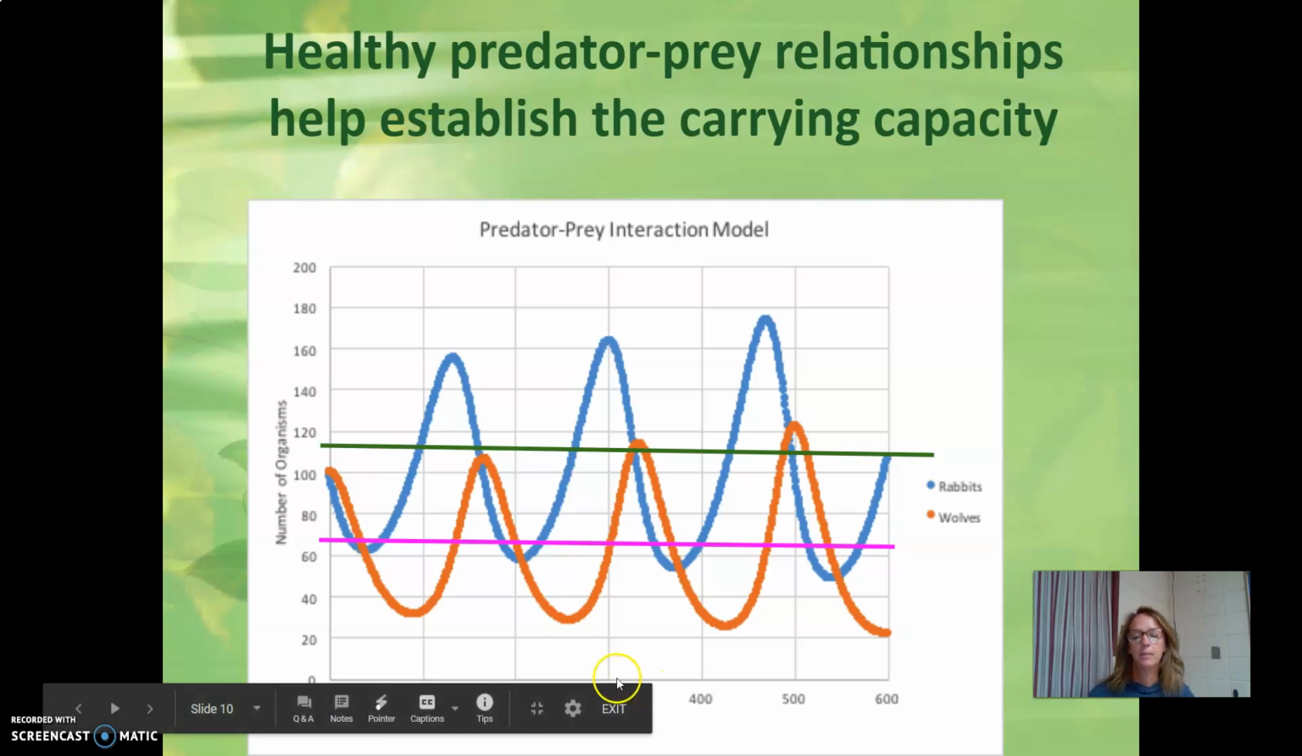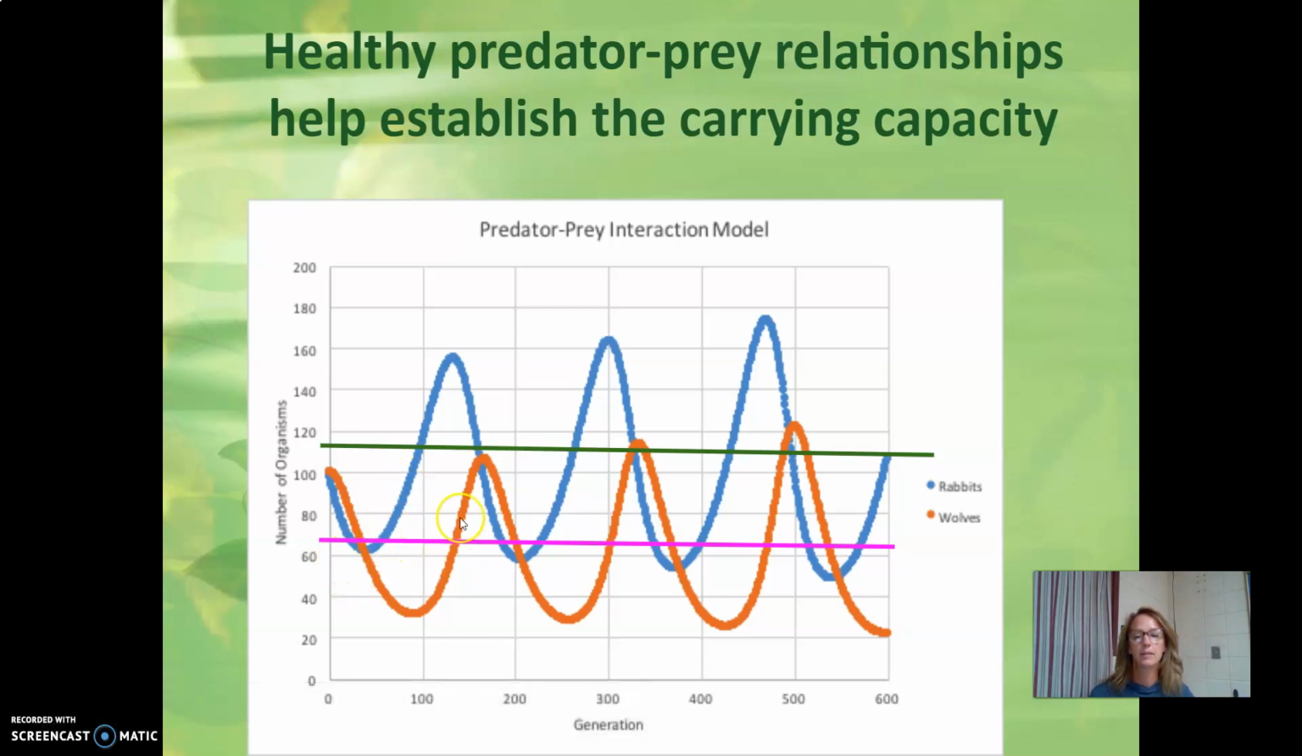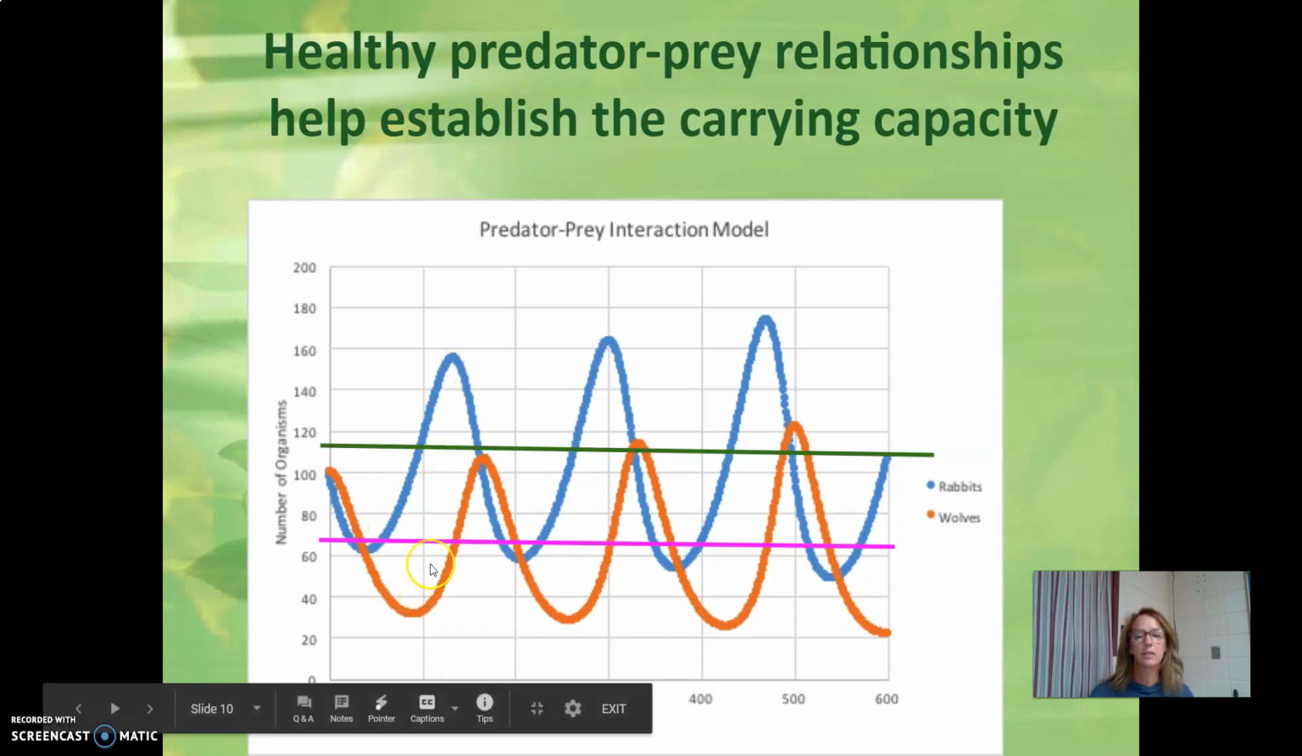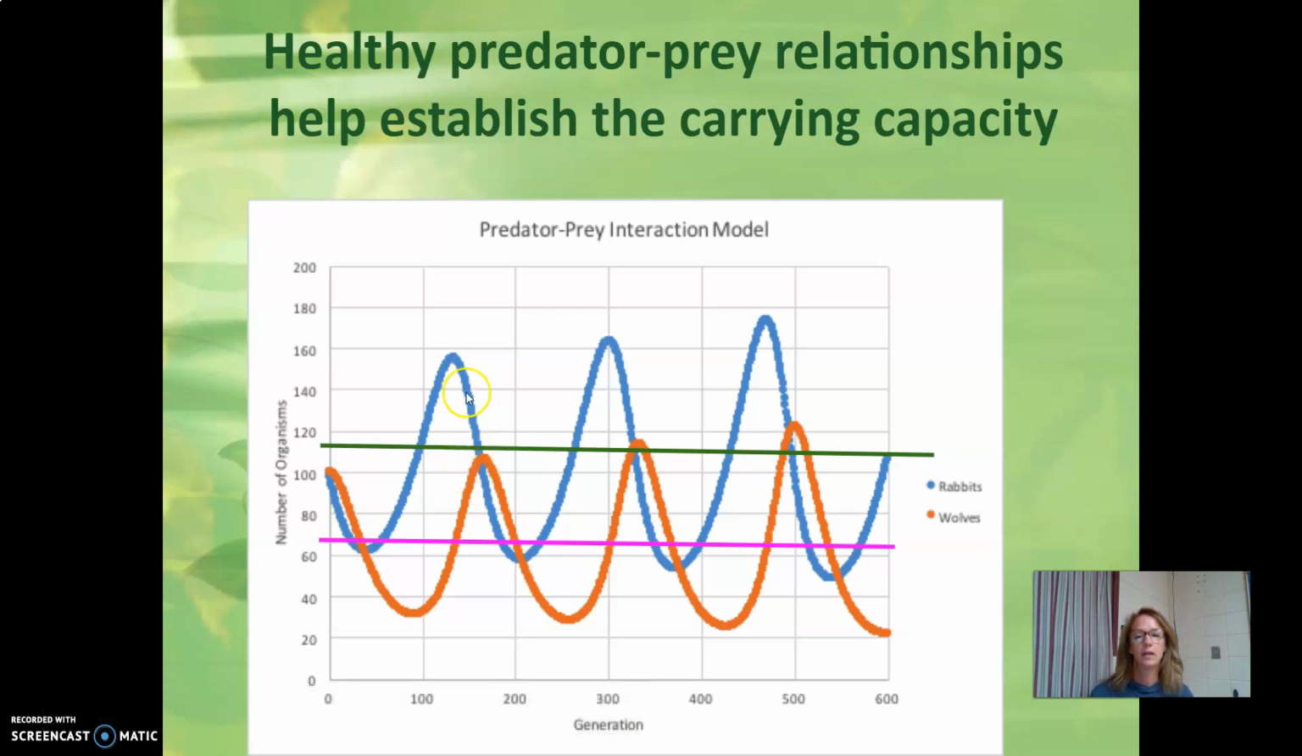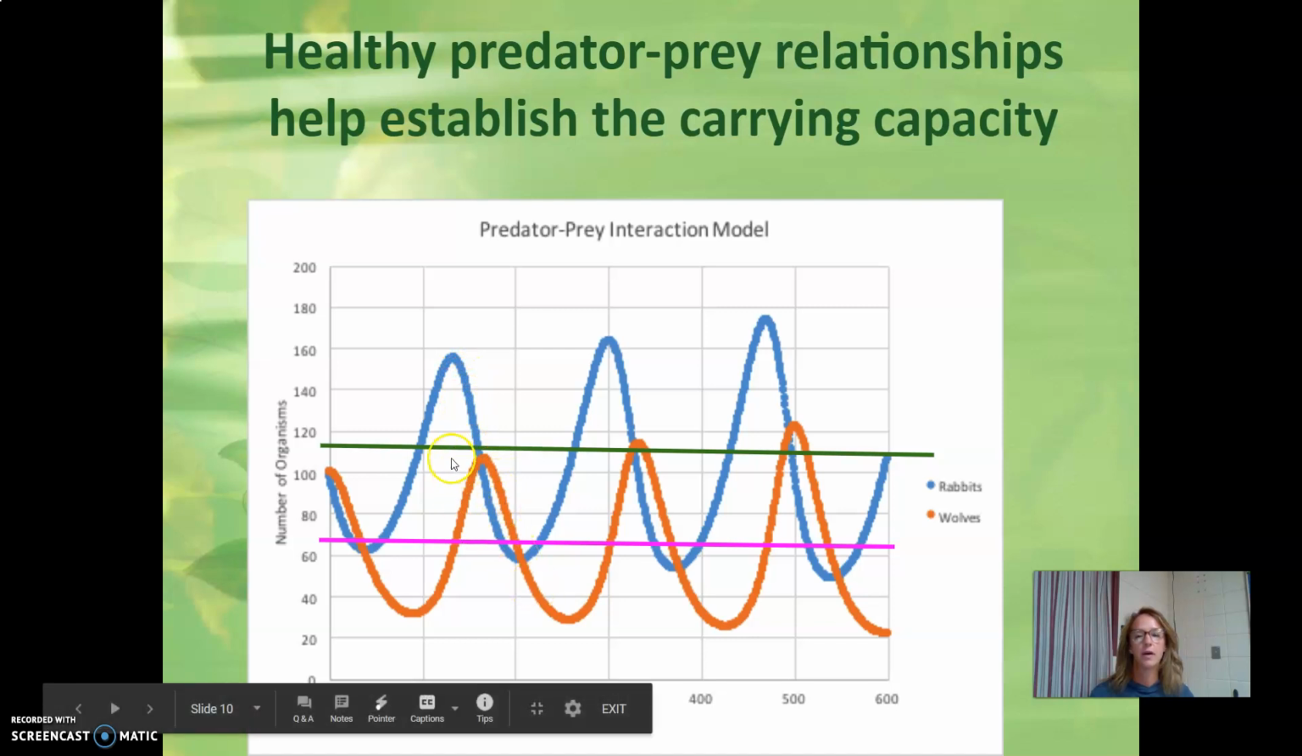Nothing to write down here, but I wanted you to take a look at a predator-prey graph. The prey is the blue line. They're the rabbits, and here are the wolves. So when rabbit population increases, the wolf population increases right behind that because they have more food. Then all of a sudden, all the rabbits get eaten and they die off, which makes the wolves die off. Both of these populations have a carrying capacity that's related to this predator-prey relationship. So I think it makes sense.